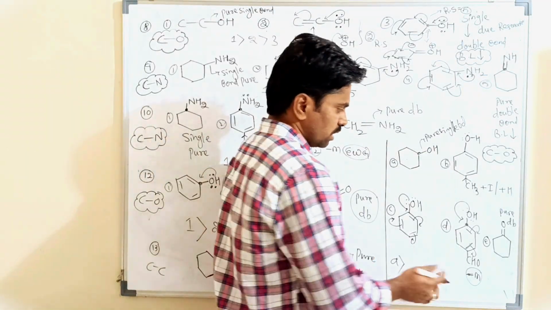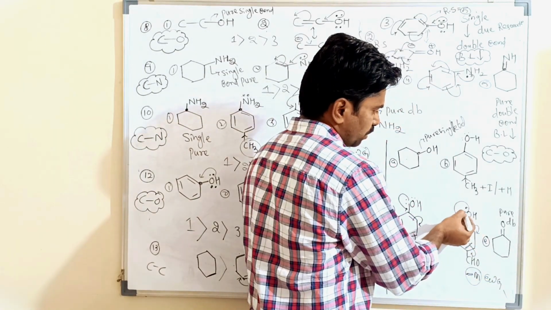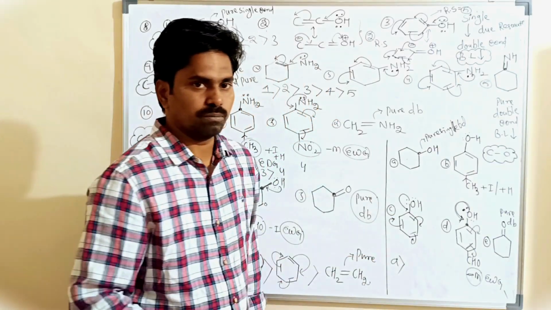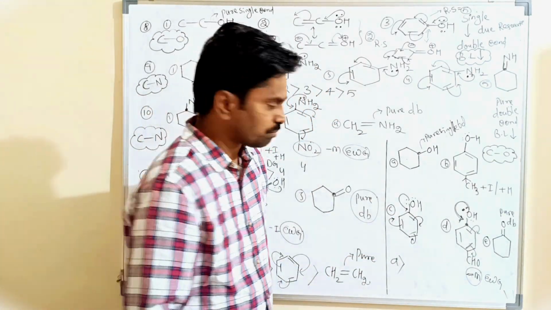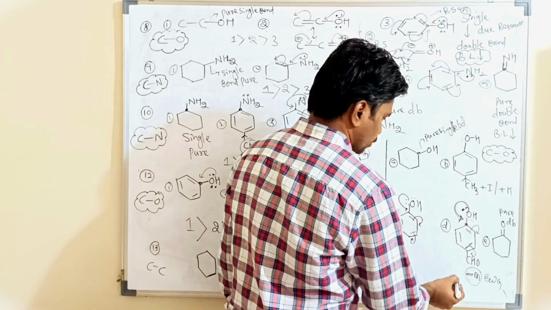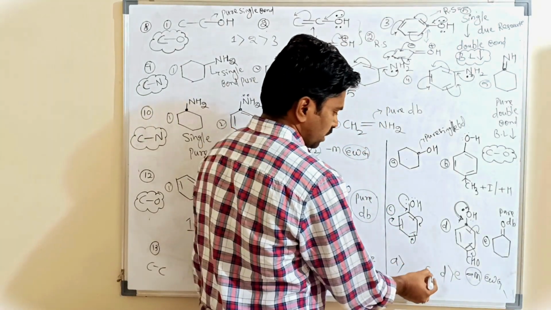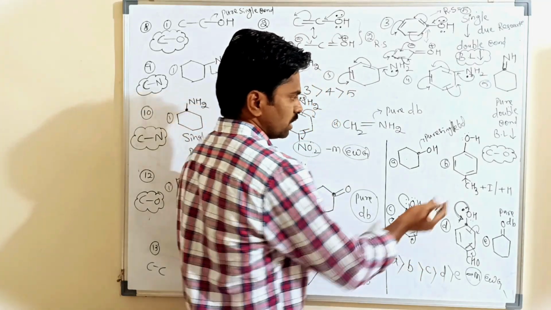But here is the one case. That case is that an electron withdrawing group is present. That's why these lone pair of electrons very easily come to the benzene side, and a partial double bond is formed very quickly. So obviously, E first, after that D will become, then after that C will become, then after that B will become.